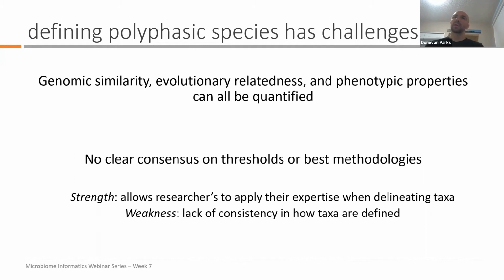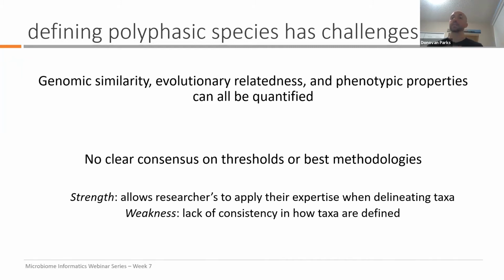All right, so we talked about the polyphasic species definition in a general sense. And what's nice about this definition is that it is based on things that we can quantify: genomic similarity, evolutionary relatedness, phenotypic properties. But how do we actually apply this in practice? It can be challenging because there aren't strict criteria put forth on the importance of these different criteria or what exact values need to be achieved before you consider a strain belonging to a species. And arguably, this is both the strength and the weakness of defining species in this way.